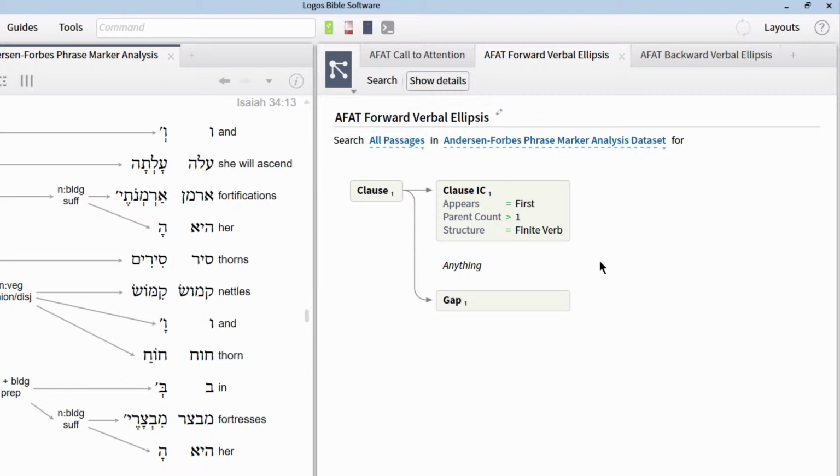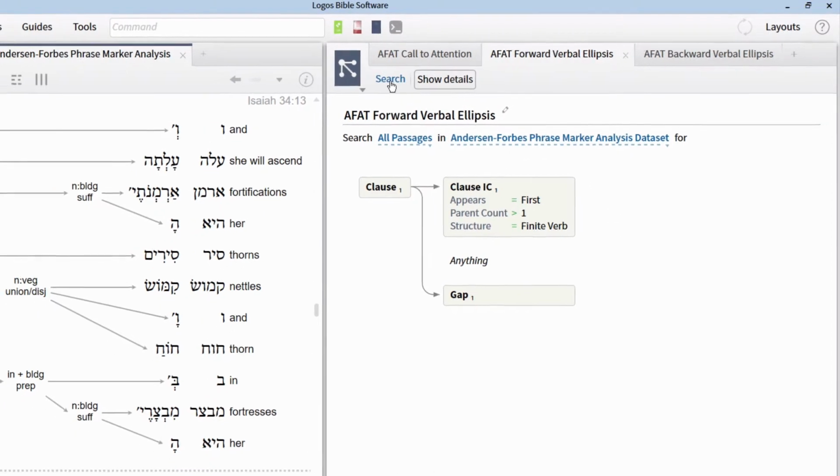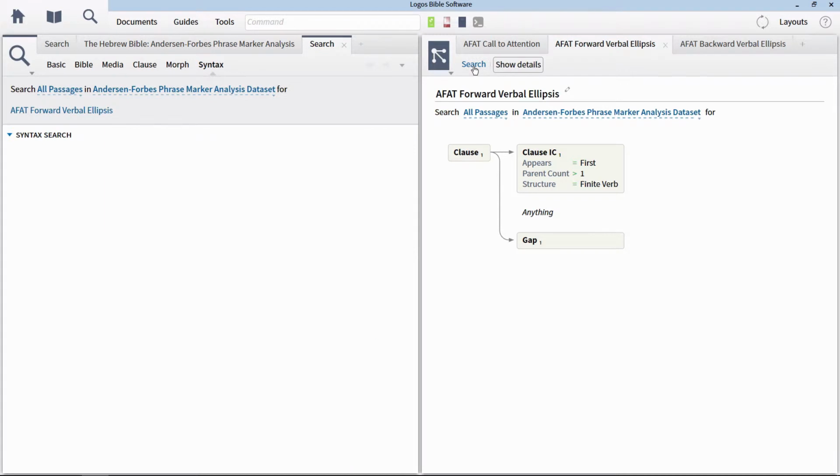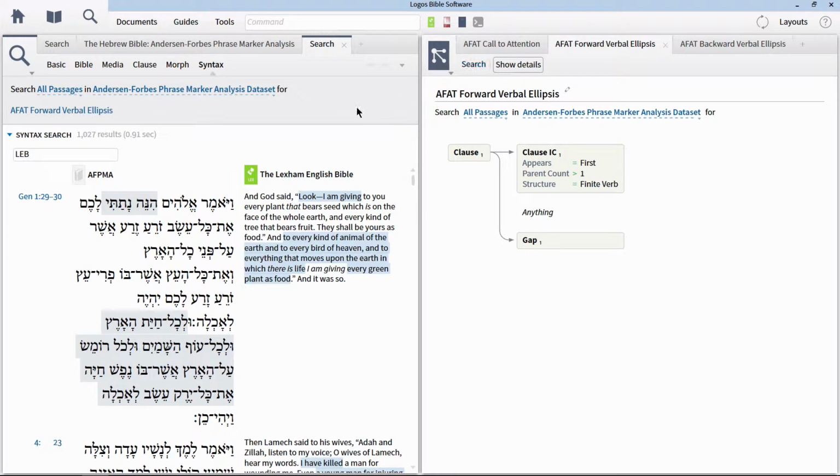This construction is looking for every place in the Anderson-Forbes text where a clause appears composed of a finite verb kick as the first node in the clause. This verb will also have more than one parent node, for instance, a clause node branching into it. The verbal node is then followed by anything as well as a gap. I'm sure there are a lot of questions that are brewing up right now. Most important of these is probably, what is parent count and what is a gap? Let's run this search and look at a couple of examples to explain these two functions in a Hebrew syntax search.